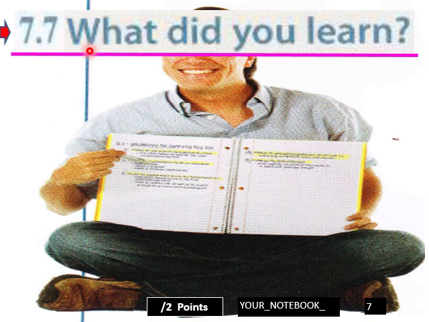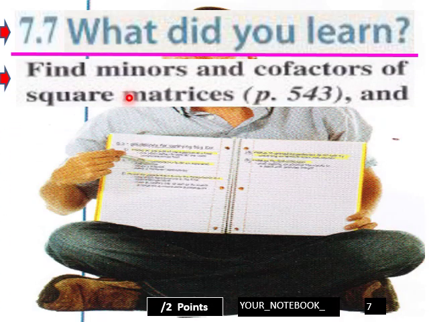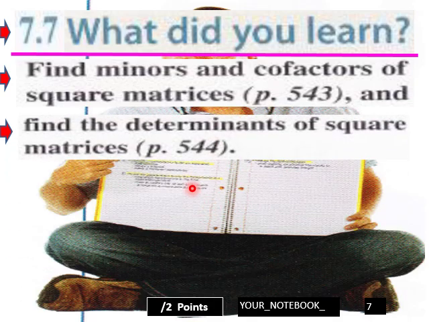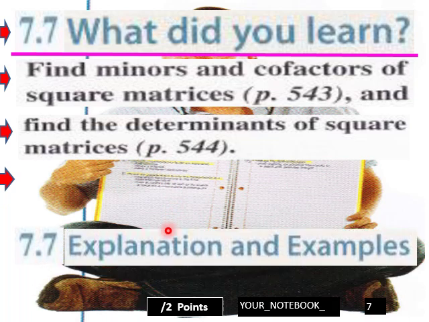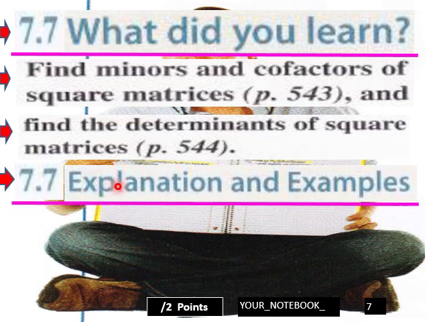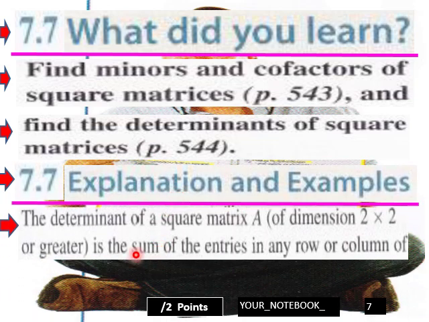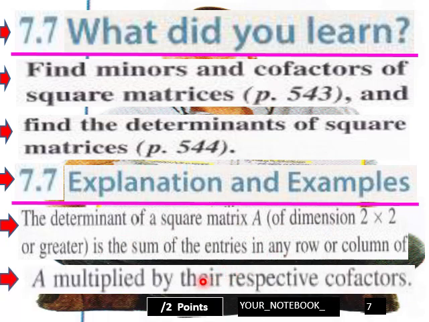What did you learn in 7.7? Find minors and cofactors of square matrices and find the determinants of square matrices. 7.7 explanation and examples. The determinant of a square matrix A, say of dimension 2 by 2 or greater, is the sum of the entries in any row or column of A multiplied by their respective cofactors.